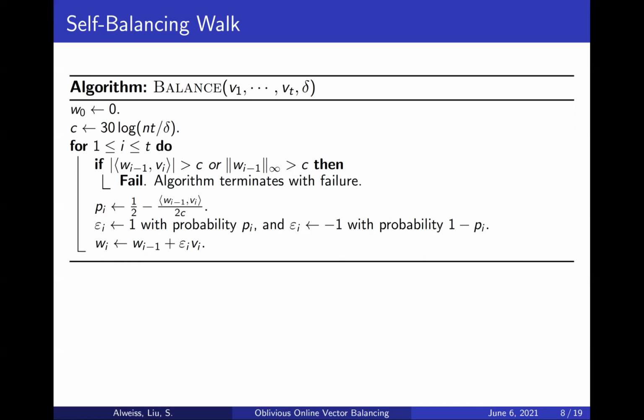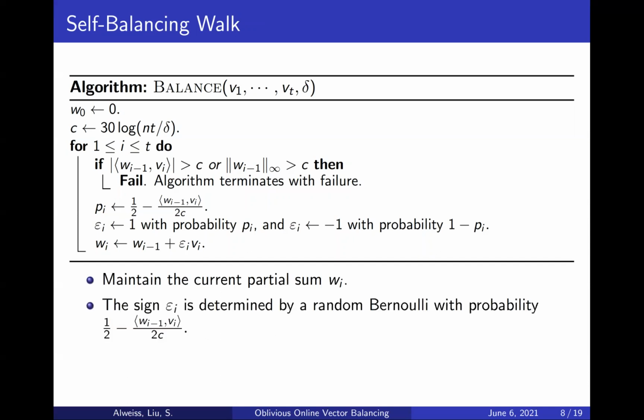Now, why is there a minus sign in front of the inner product? Well, if your inner product is positive, then assigning the positive sign would increase your length, say. So it makes sense to avoid doing that. So you want to assign less probability to that possibility. And so that's why there's a negative sign. And then w_i is w_{i-1} plus epsilon_i v_i.